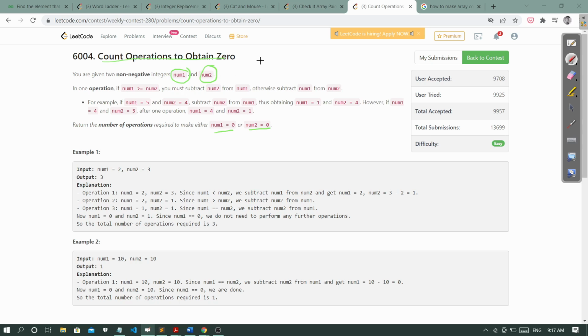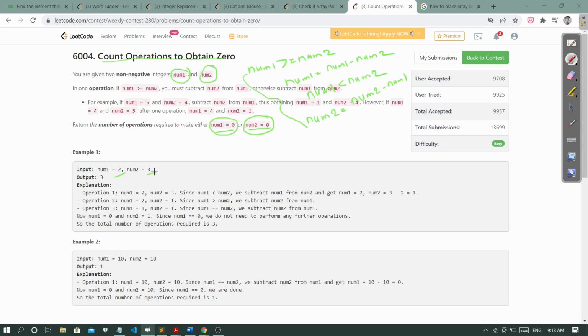The operation says that suppose if num1 is greater than or equal to num2, then in that case num1 will be num1 minus num2. And similarly, if num1 is less than num2, here because num2 is greater, then num2 becomes num2 minus num1. This operation operates till either num1 is 0 or num2 is 0.